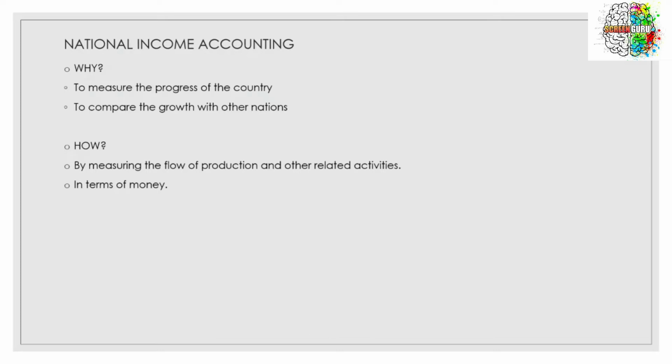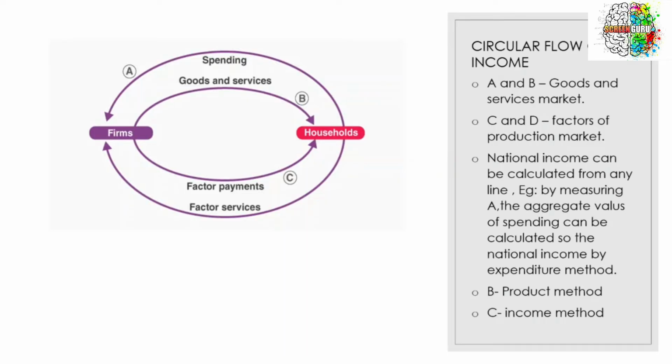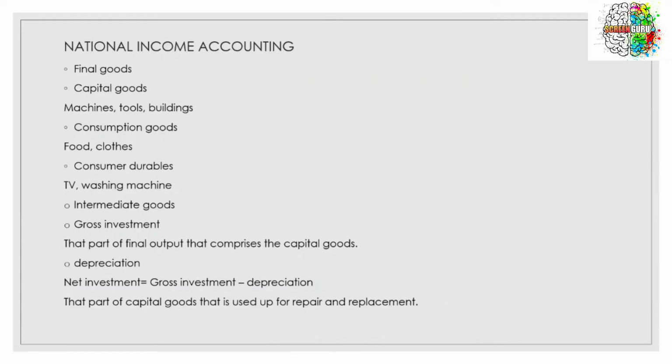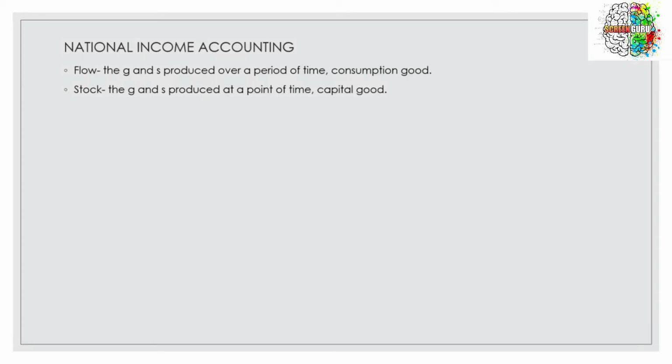So before going into the circular flow of economy or the circular flow of income, let us discuss some terminologies that are necessary for understanding the circular flow. It's a concept of flow and stock. So what exactly is flow and what is stock? So you can define flow as the goods and services that are produced over a time period and stock as the goods and services that are produced at a point of time.